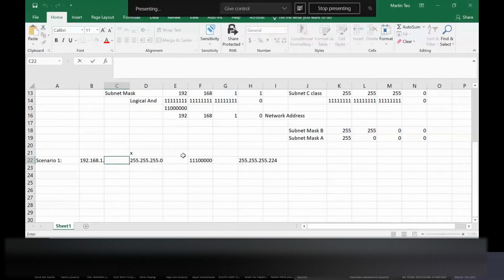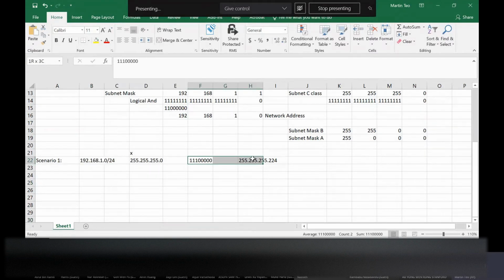So let's fall back to /24. I jumped a bit ahead, sorry. Let's fall back to /24, but just keep in mind that we can have /27, and then the subnet mask will no longer be like that, it will be 255.255.255.224. Let's move on to this. So this is right for /24.